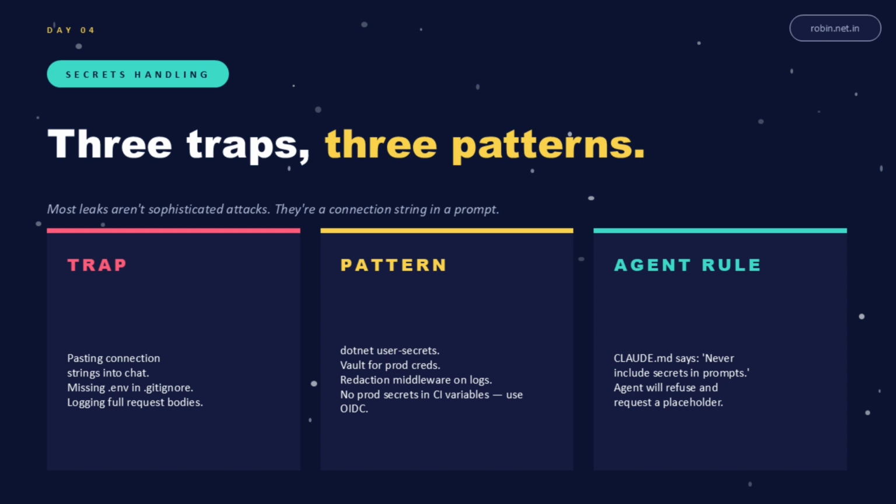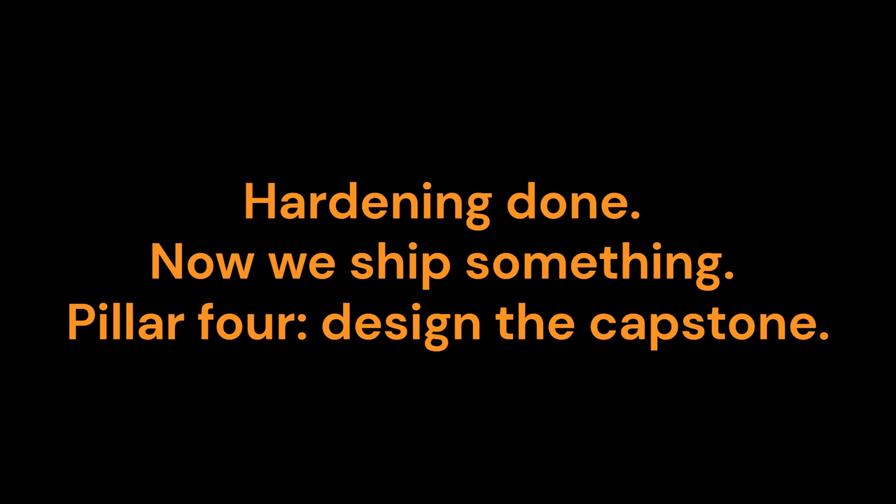Pattern. .NET user-secrets. Vault for prod credentials. Redaction middleware on logs. No prod secrets in CI variables. Use OIDC. Agent rule. Claude.md says never include secrets in prompts. Agent will refuse and request a placeholder.